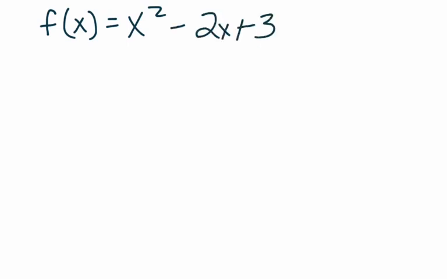So we're going to do f of x is equal to, what is f of x equal to? x squared minus 2x plus 3, I'm missing a part of the x there, and g of x is equal to x plus 1.